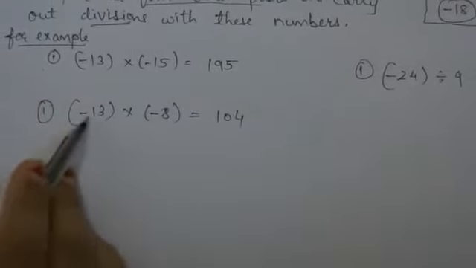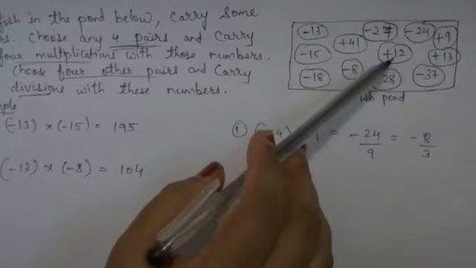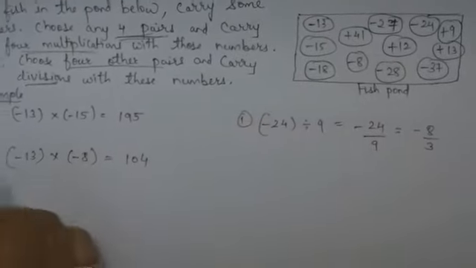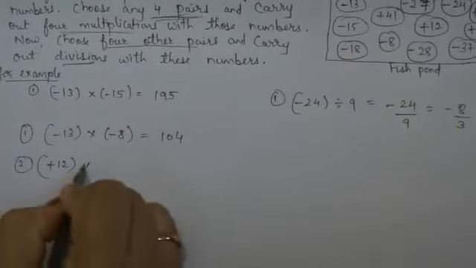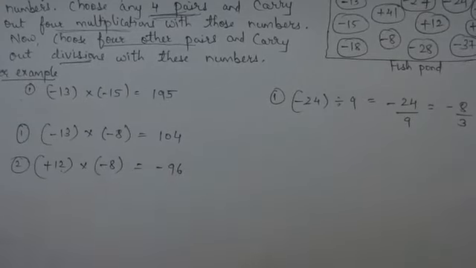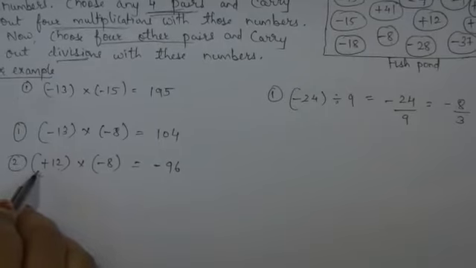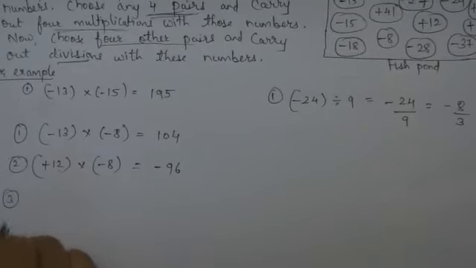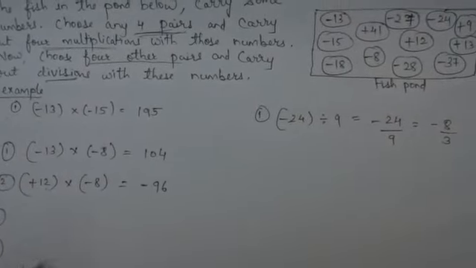Similarly, second example, you can choose any 2 numbers for multiplication. So here I am taking 12 and minus 8. So children, multiply those numbers first. 12 8s are, 12 8s is what? 96. Plus minus is what children? Minus. So we have to put the sign minus. So I have solved the two examples. 2 more you will have to solve. From this pond only we have to choose any 2 numbers and multiply them.